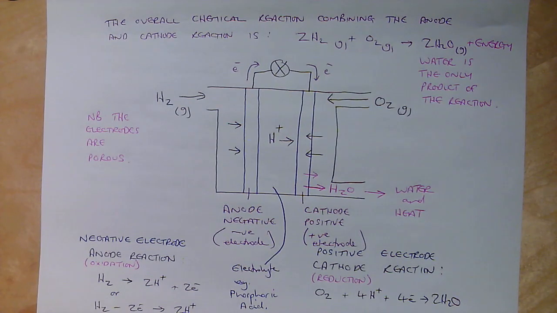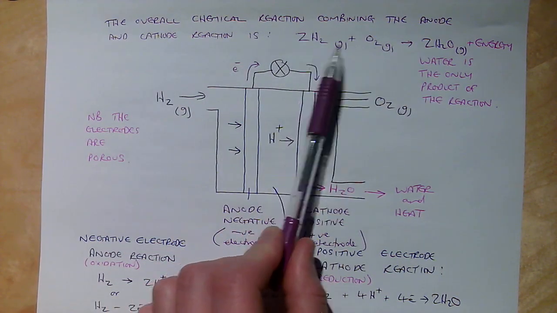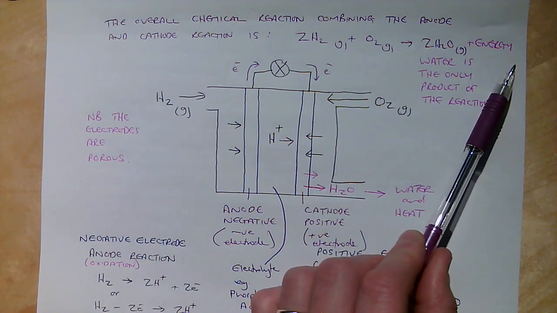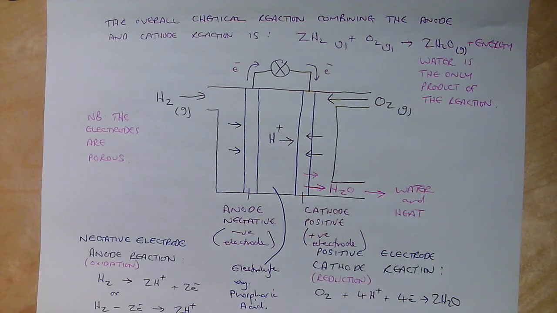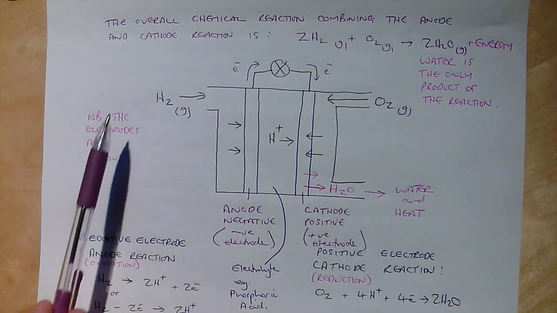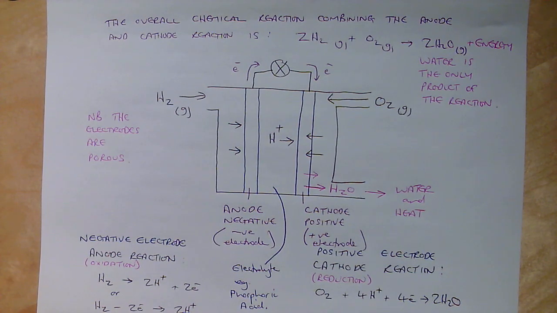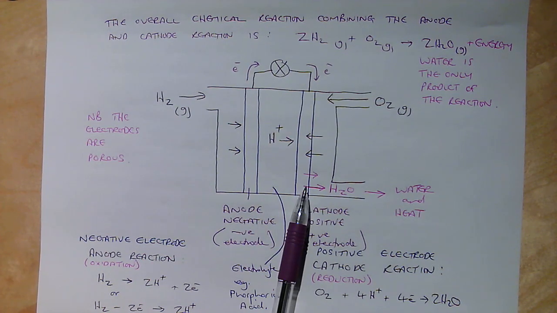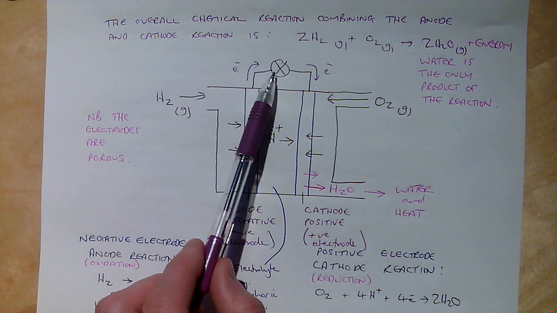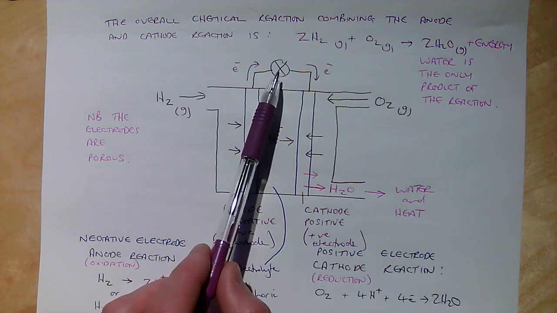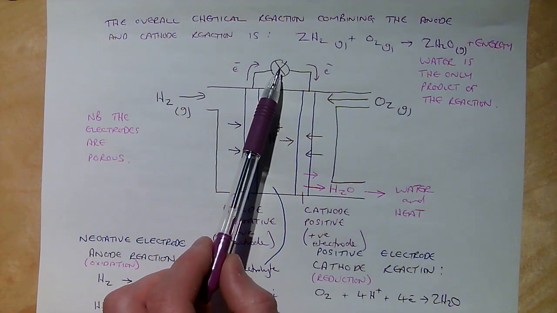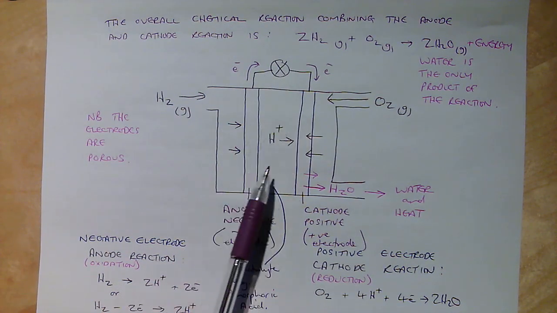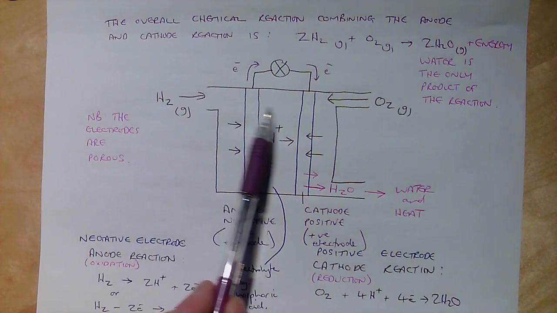Right, here we go. Again, a reminder, the overall reaction: hydrogen plus oxygen makes water plus energy. So there you go, water is the only product of the reaction. And here is my chemical cell. Now, it looks quite complicated, but actually it's just the same as any chemical cell that we've set up in previous videos. I've got an electrode here, an electrode here, and my wires, with a bulb or a voltmeter, which would detect the voltage that's generated. My electrodes are dipping into this region here.